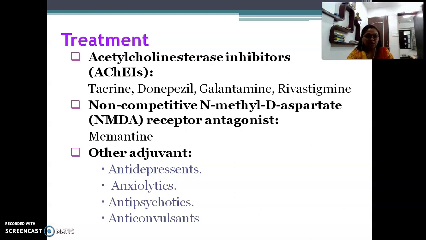An example is memantine. There is also adjuvant treatment given for Alzheimer disease depending upon the symptoms. If a person is having depression, then an antidepressant is prescribed. If a person is having anxiety, then anxiolytics are given. If a person is having some psychotic symptoms, then antipsychotics and sometimes anticonvulsants are also given.